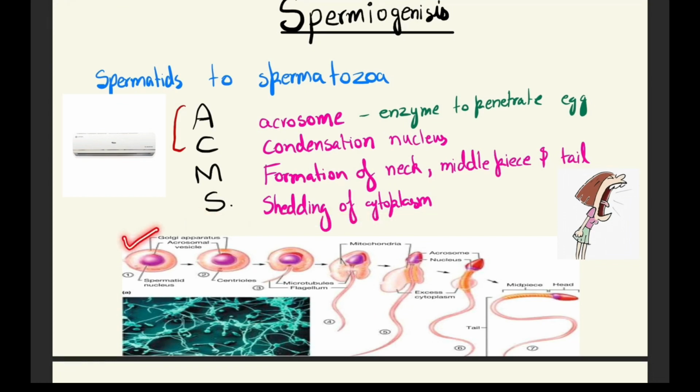Here you can see that this is the spermatid and this is the spermatozoa with the head, mid piece and tail. Here is the formation of the acrosome. Here is the condensation of the nucleus. Here is the shedding of excessive cytoplasm and the formation of the middle piece, neck and tail.